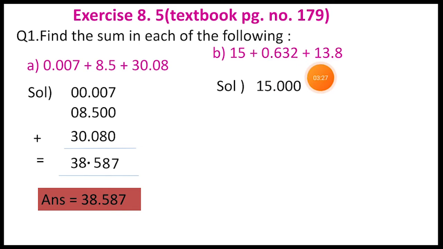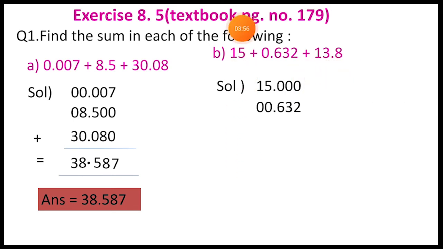Now come to the next question, that is 15.0632 plus 13.8. Again we need to see which given decimal number has more decimal places, and likewise the other numbers will be arranged. In this question we have a total of 3 decimal digits in the number which has more decimal digits as compared to the other 2 numbers given in question 1b.